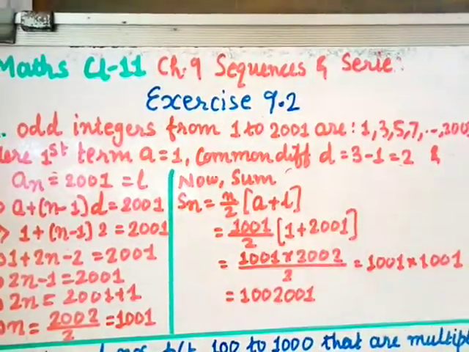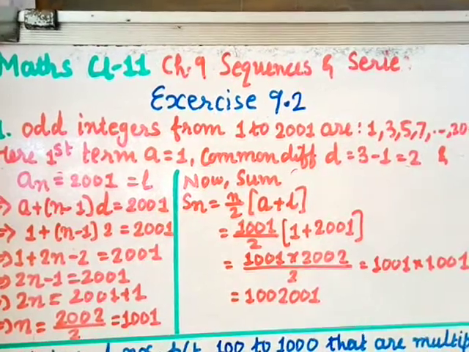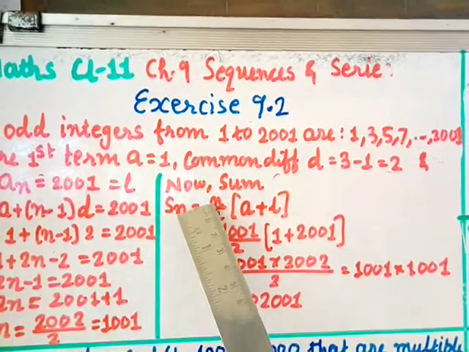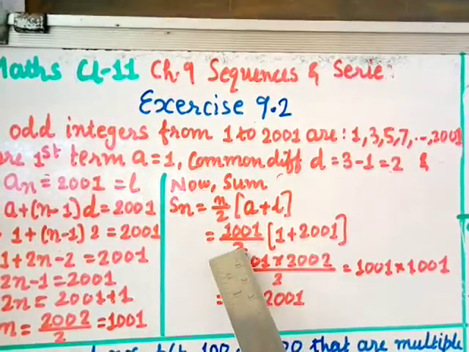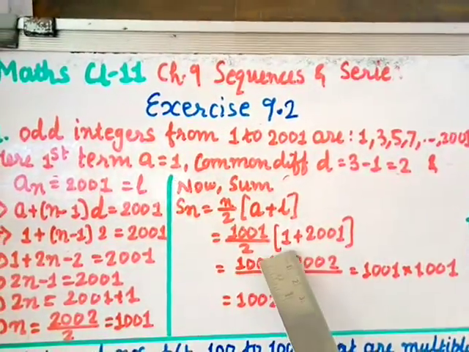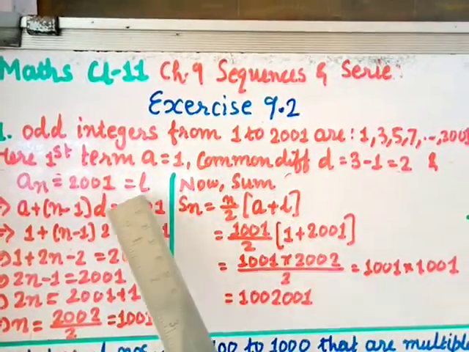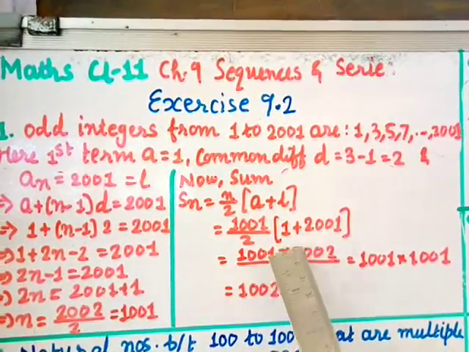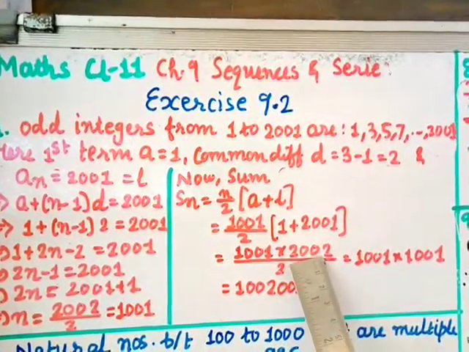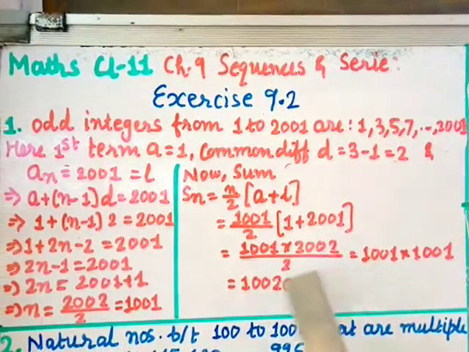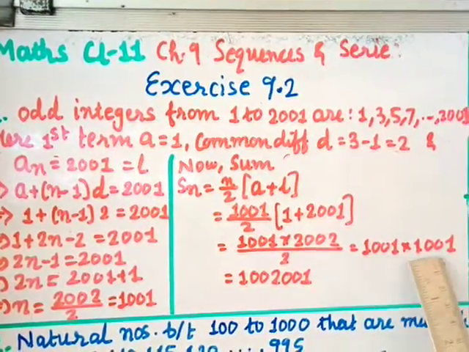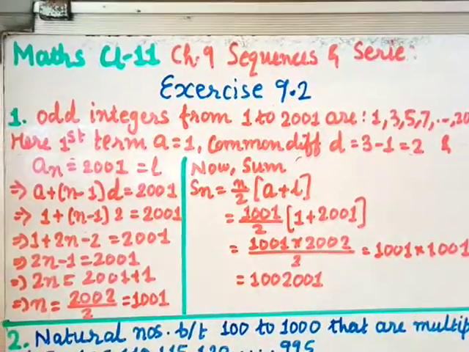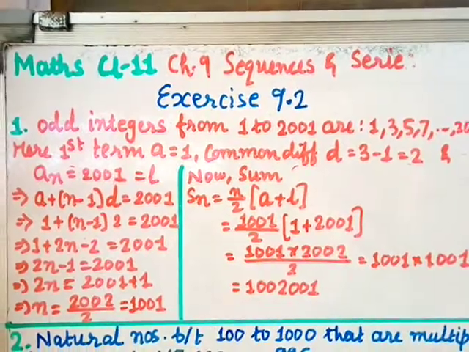Now we have to find the sum. Sum is given as Sn equal to n by 2 into a plus L. Okay, so let us put the value. n is 1001 divided by 2 into a value is 1, plus the last term an, that is 2001, right? So here we get 1001 into 1 plus 2001 will give you 2002 divided by 2. This you can cut, so you get here 1001 into 1001. Multiply this, you get 1002001. So that is the solution for question number 1.